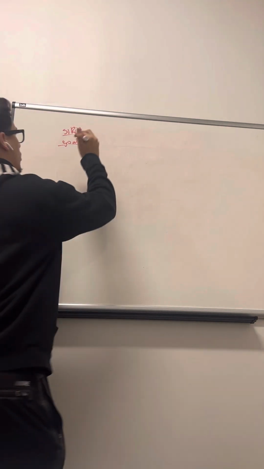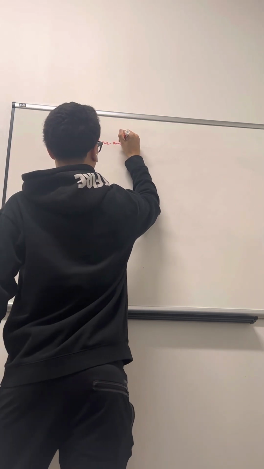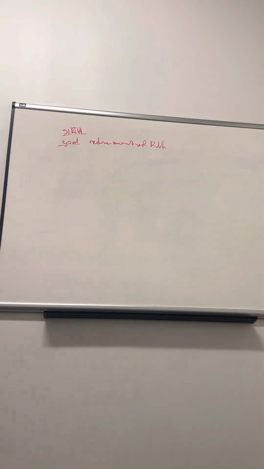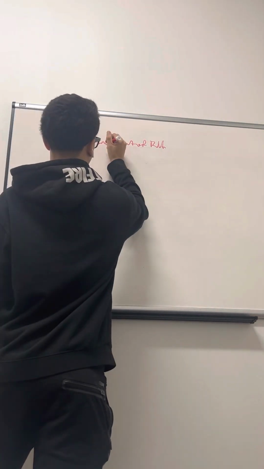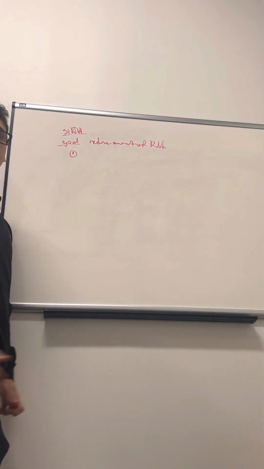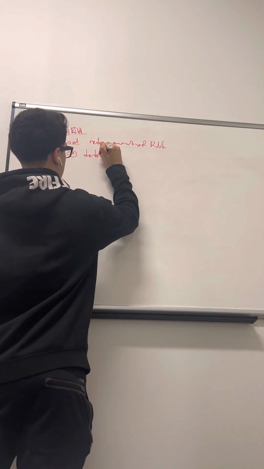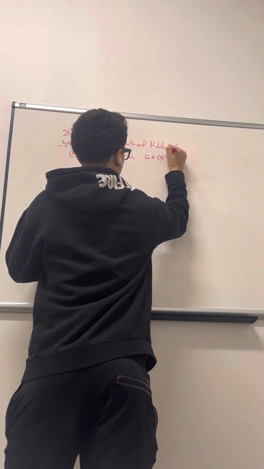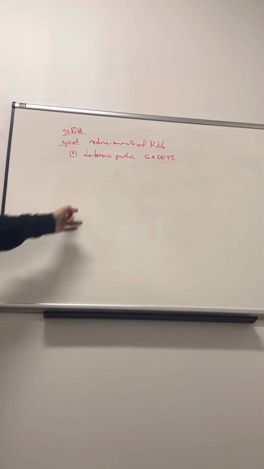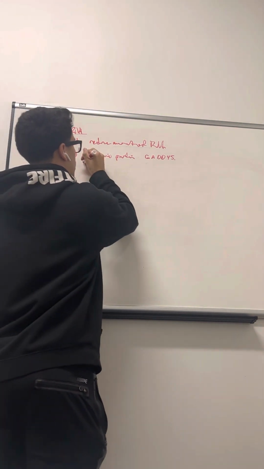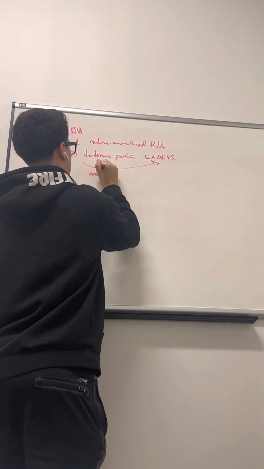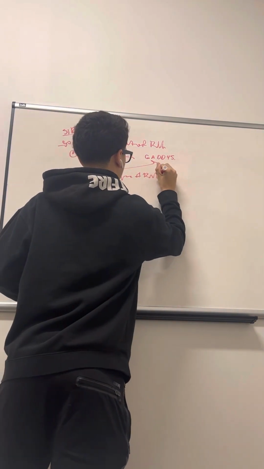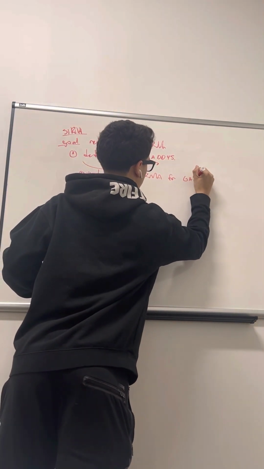this is to reduce the amount of RNA in the cell for the translation of RNA. So the first step is to determine the protein, which is G8045. After we determine the protein, we look up the sequence of the RNA that can do that. So we look up the sequence of RNA for G8045.